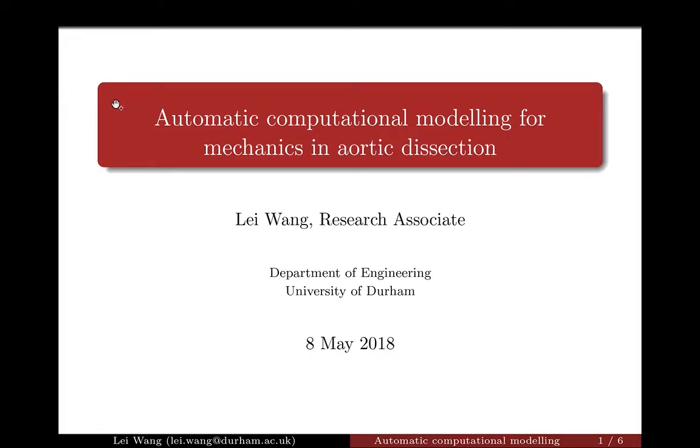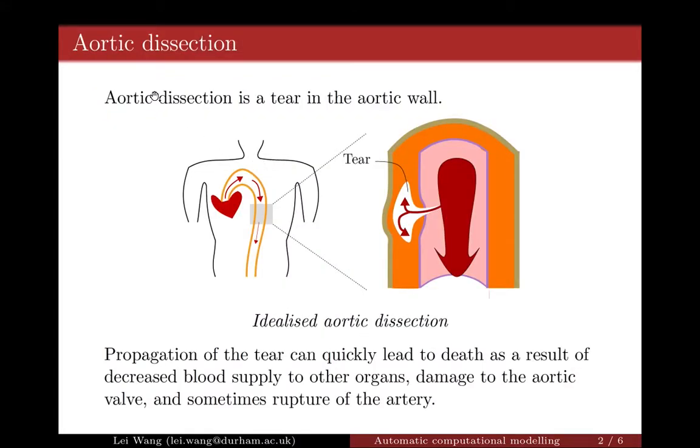Okay, in this video, I'm going to introduce the mathematical computer modeling I use to understand the mechanics in aortic dissection. Aortic dissection is a tear in the aortic wall. It happens when the initial defect develops on the inner layer of the aortic wall, and then the blood flows through the defect into the wall to create a tear. Subject to blood pressure, the tear might propagate further and result in a worse condition for the patient.